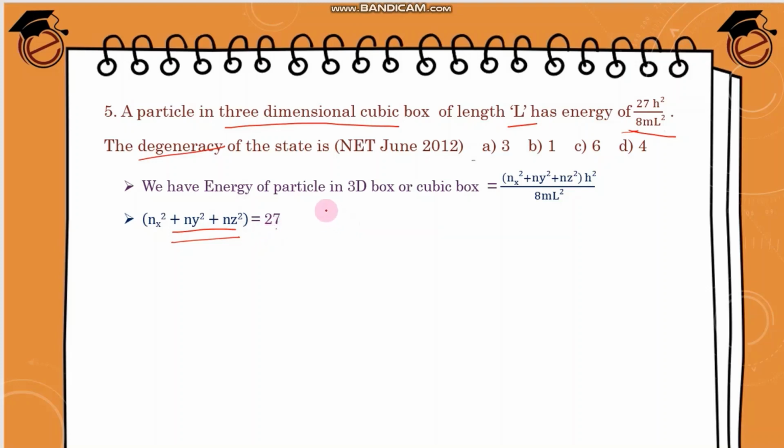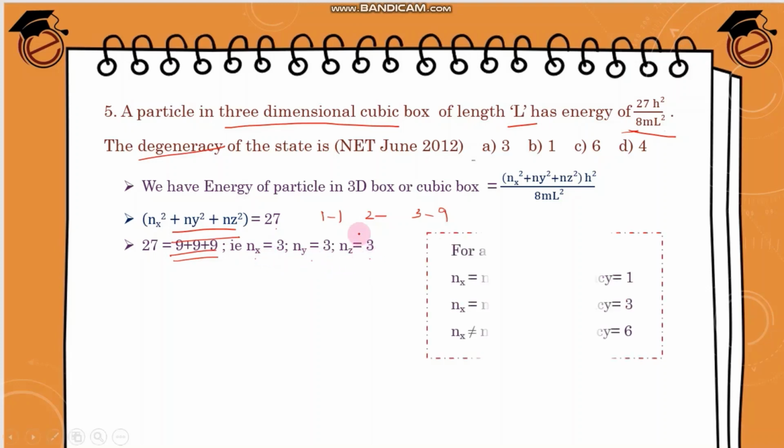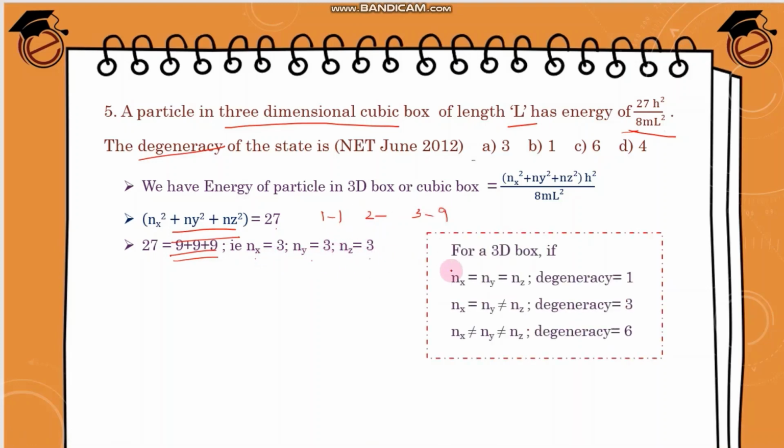Now we have to change 27 in terms of nx, ny and nz. 1 square means 1, 2 square means 4, 3 square means 9. One possibility, what? 9 plus 9 plus 9. Then nx will be 3, ny will be 3, nz will be 3. So if all values are the same, degeneracy will be 1. Right, this is first.